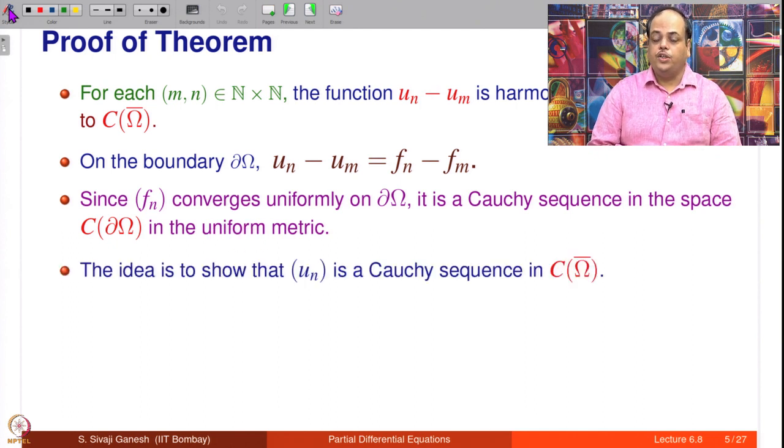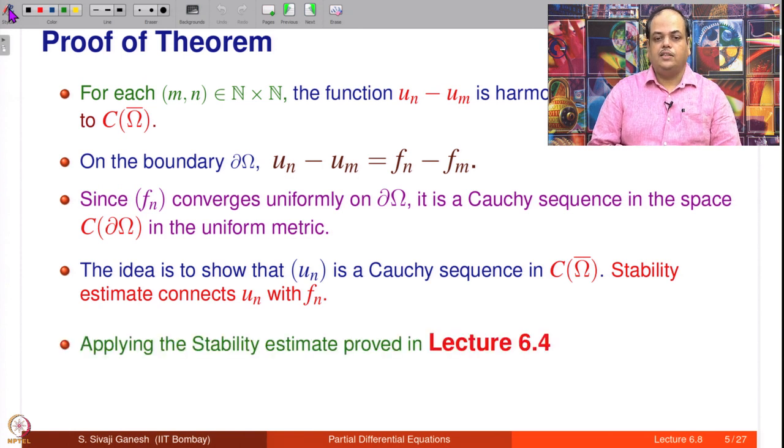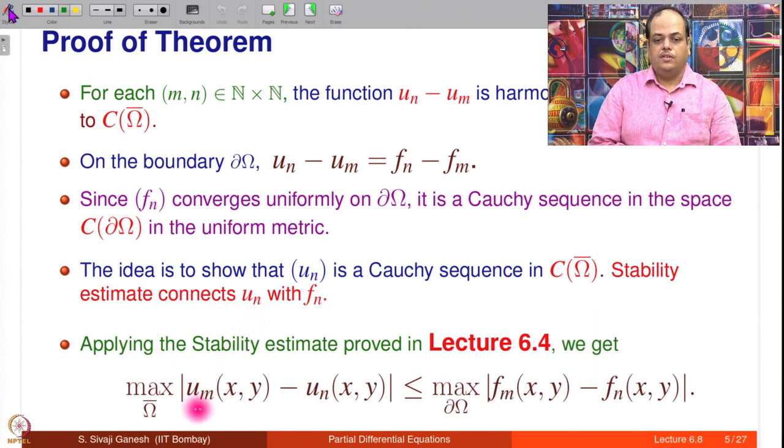The idea is to show that un is a Cauchy sequence in C of omega bar, and the stability estimate connects un with fn. Applying the stability estimate which we proved in lecture 6.4, we get this. This is the stability estimate. Because um minus un is fm minus fn on the boundary, the maximum of um minus un on omega closure is less than or equal to the maximum of um minus un, which is fm minus fn, on the boundary of omega. Now, we know that fn is a Cauchy sequence. Therefore, this will be a Cauchy sequence.